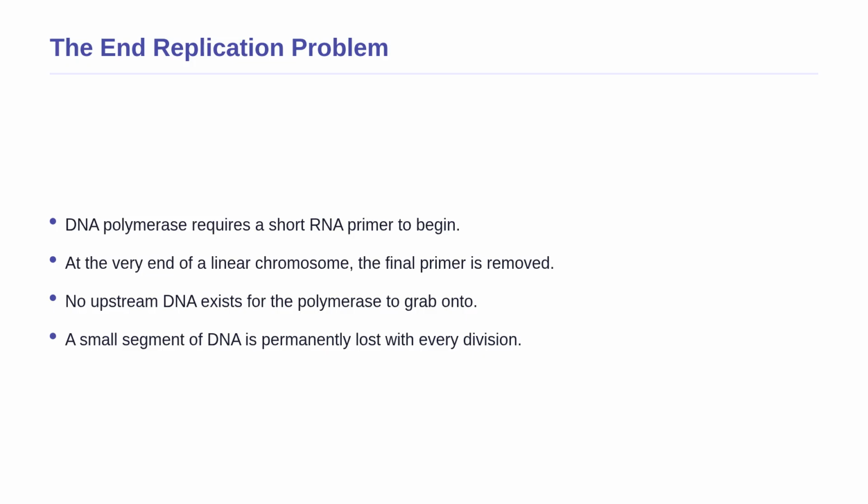On the lagging strand, when the replication machinery reaches the absolute tip of the linear chromosome, the final primer is removed. But there is no DNA left upstream for the enzyme to grab onto to fill that final gap. As a result, the new DNA strand ends up slightly shorter than the original.